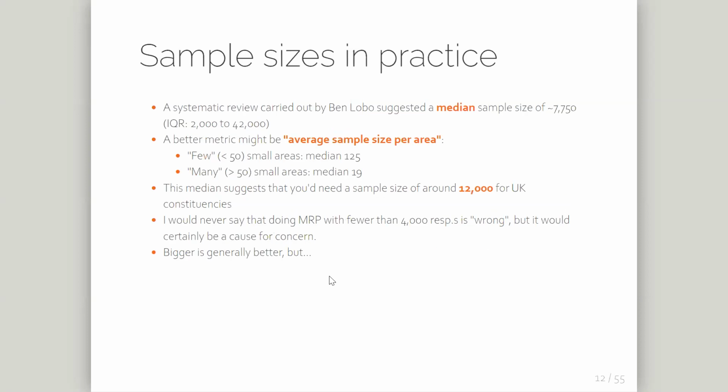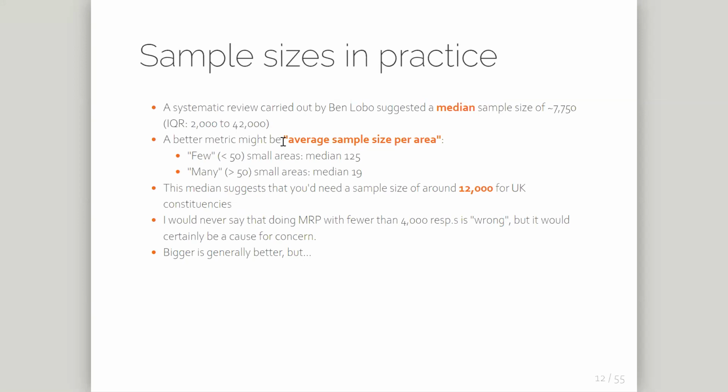Here, however, I am able to benefit from some systematic review carried out by one of my PhD students, Ben Lobo. And he's found, after combing through lots of different MRP publications, that the median sample size tends to be 7,000 to 8,000. There's a very, very big interquartile range. And so for some of the stuff on US states, you regularly get national sample sizes of 1,000 to 2,000.